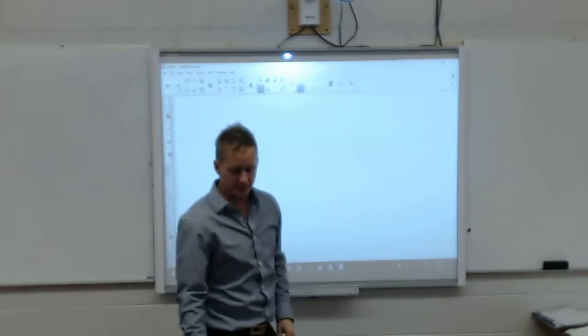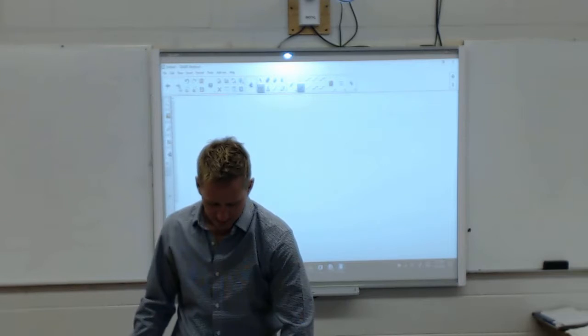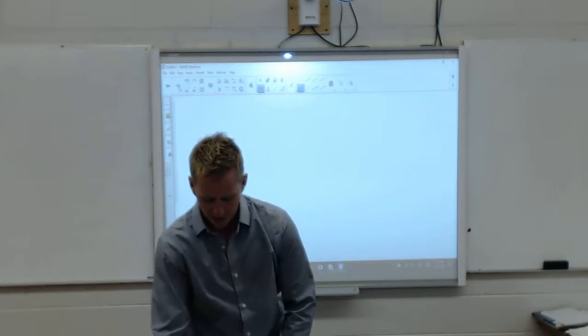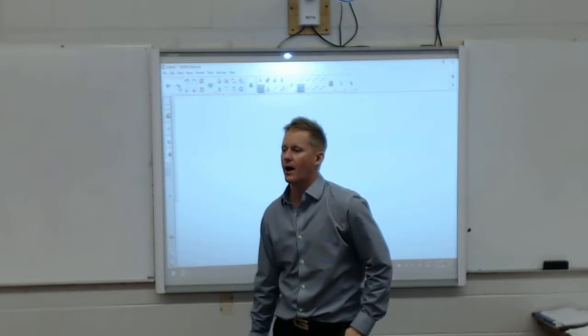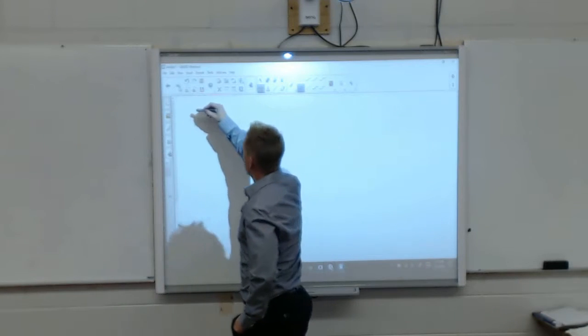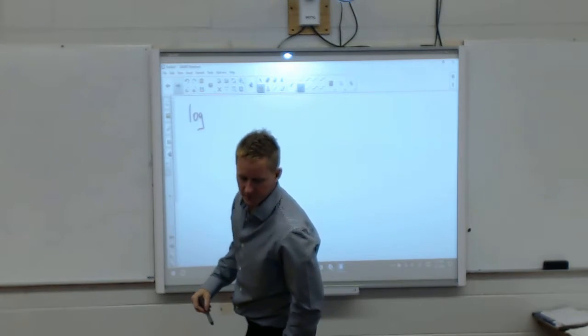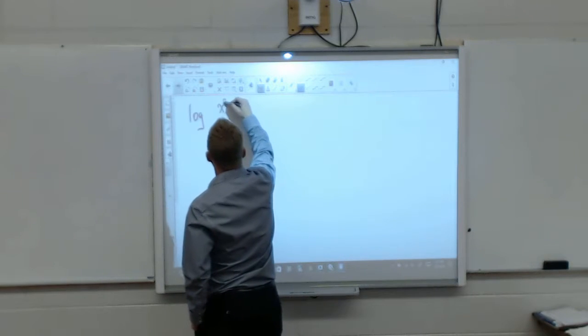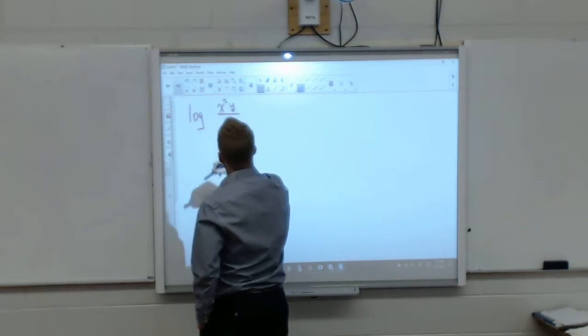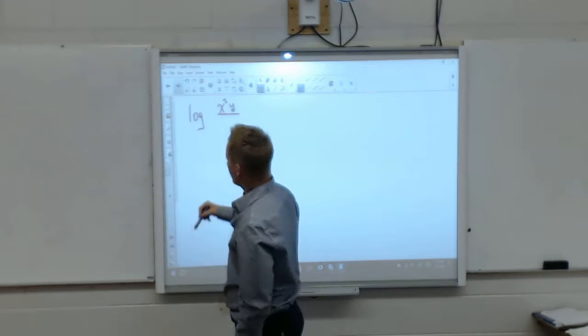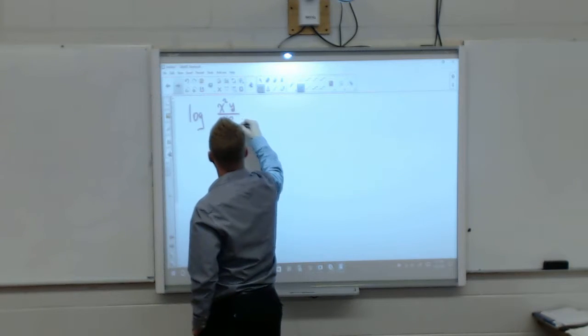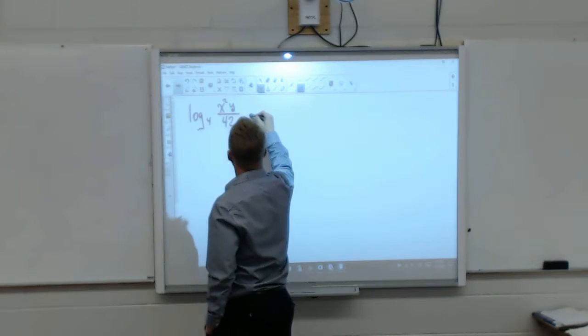So look on page 275, and all they're asking you in this section is to practice using your rules. So here's what I have. It has the log of x squared y over 4z, x cubed.